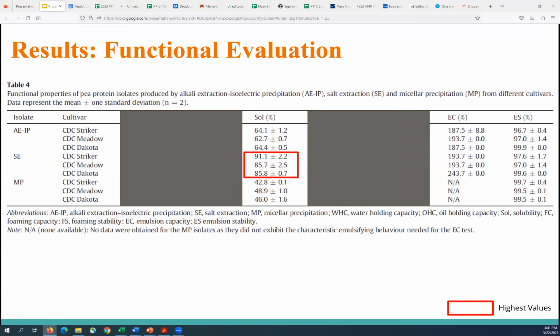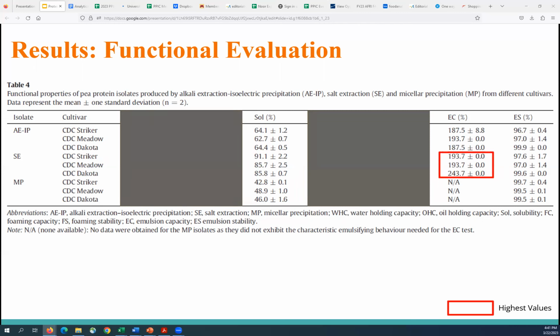The lower solubility of alkaline extraction and micellar protein may be due to protein-protein hydrophobic interactions that occur during that period of time, preventing the protein from interacting with the solvent to promote hydration and solubility. Salt extraction produces isolate with the highest solubility, between 85 and 91%, followed by alkaline extraction and micellar precipitate. Emulsion capacity.